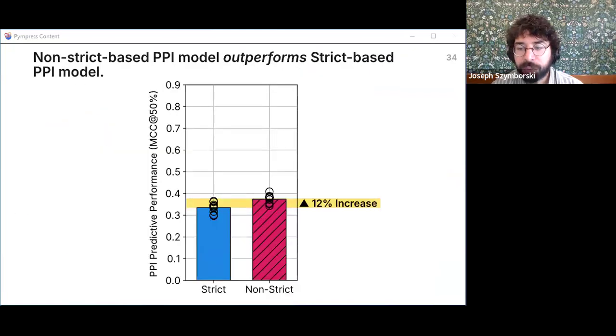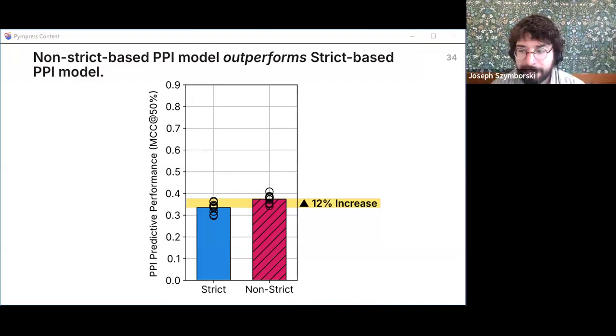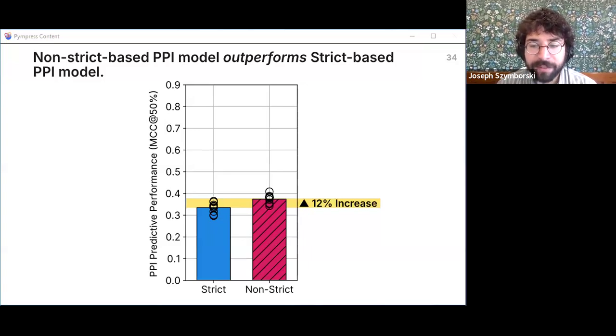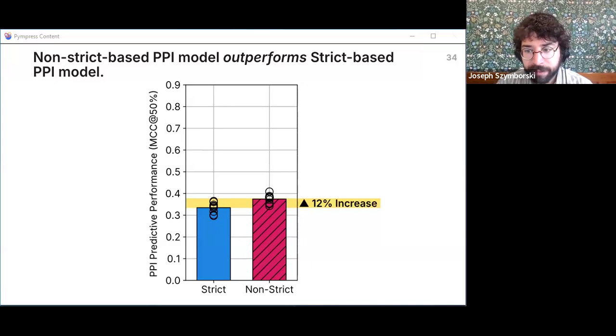So the idea is that these models have seen overwhelmingly the same data. The percentage of proteins that are different between strict and non-strict is actually very, very small. We're talking about 1 or 2%. But even with that change, we get a 12% increase in performance. And the question is, is this model actually 12% better at this task? Or does it have a 12% advantage on the specific testing set?